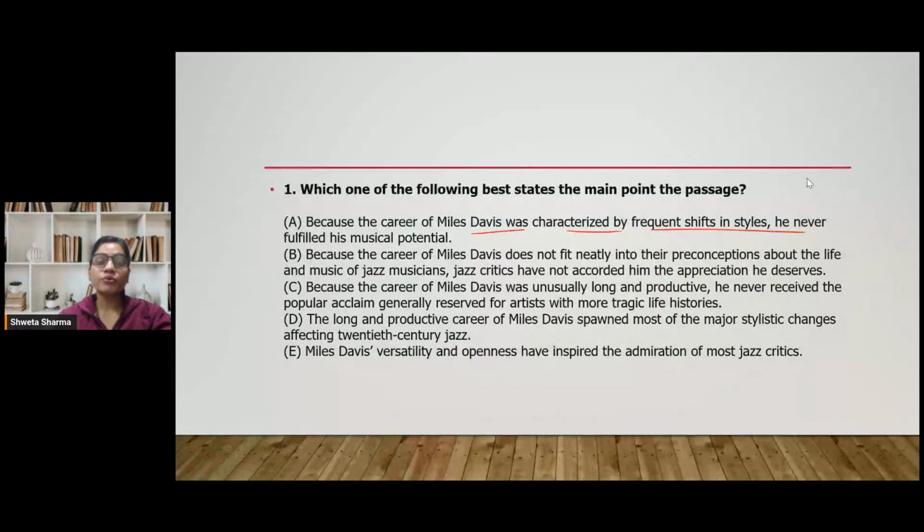And if you think A could be a good choice, why? If you want me to take you back to the passage, please let me know. But why do you think it's a good choice and why do you think it is not a good choice? Whatever your answer is, please type it down in the chat box and let me know. Why are we going for a particular option? Yeah?